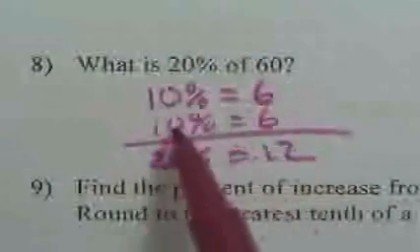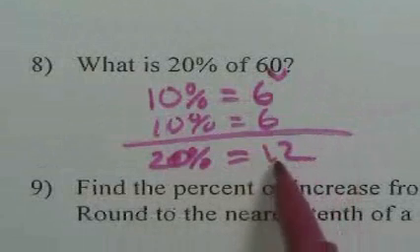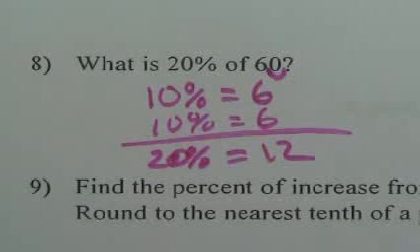On number 8, I just did 10% and 10% because you just move the decimal over one space for 10%. So it's 6 and 6, that's 12. The answer is 12.